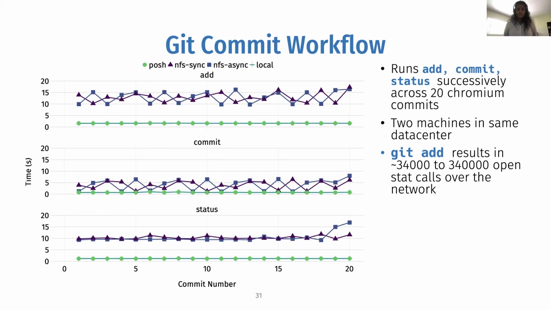We ran this workload only for a client and server in the same data center because running a git command for a client outside the data center to a server inside the data center took up to 2 hours, as the latencies here are shown in seconds.